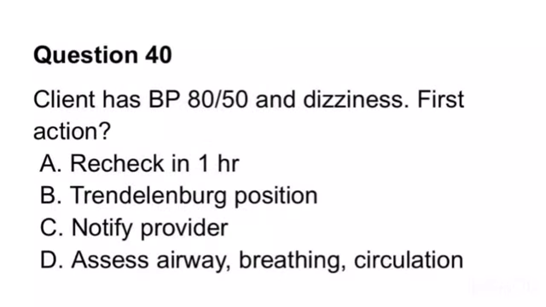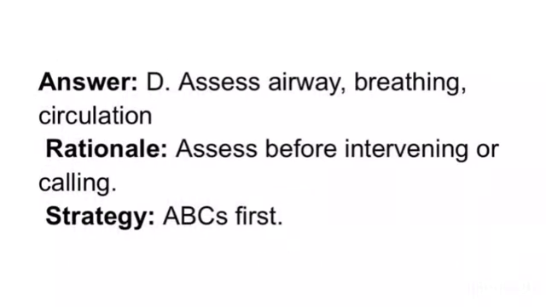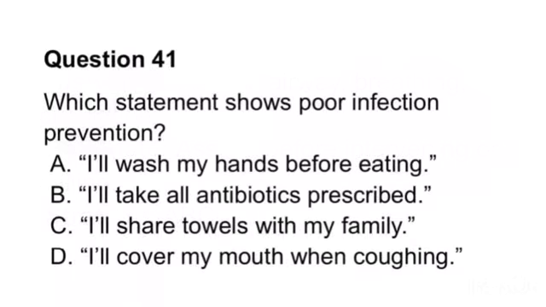Question 40. Client has BP 80/50 and dizziness. First action? A. Recheck in 1 hour. B. Trendelenburg position. C. Notify provider. D. Assess airway, breathing, circulation. Answer: D. Assess airway, breathing, circulation. Rationale: assess before intervening or calling. Strategy: ABCs first.